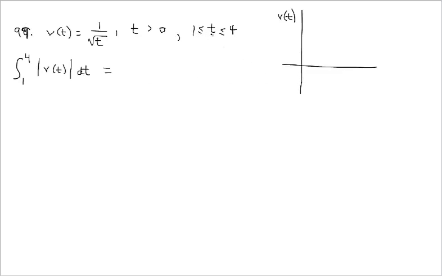Okay, well, I can see that I'm restricting my look at time values from 1 to 4. So here's 1 and here's 4. And if we think about just plugging in time values here, if t is 1, then the velocity is 1. All right, easy enough. If I were to evaluate at 4, then that would be 1 over the square root of 4, or 1 over 2, so that'd be 1/2.